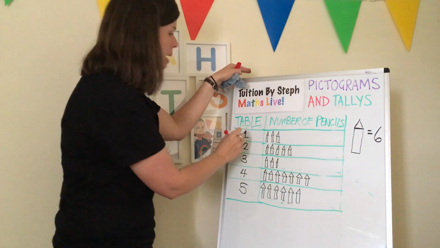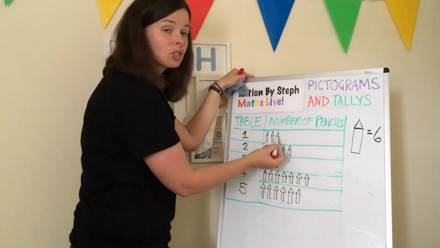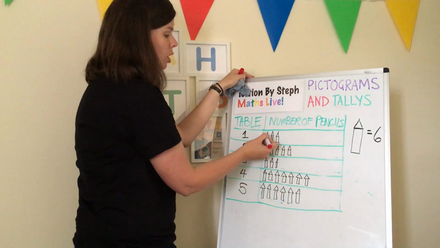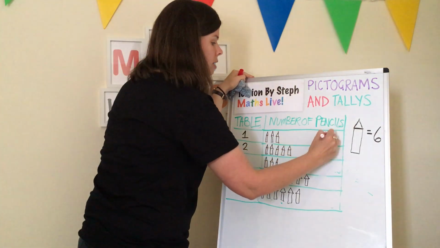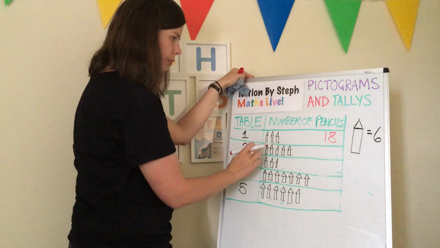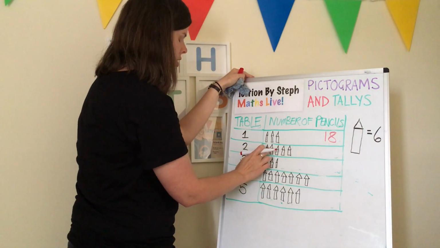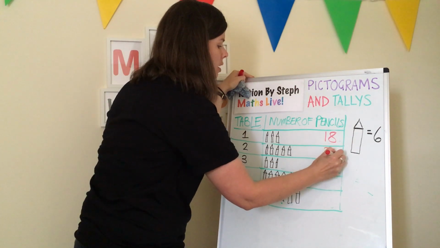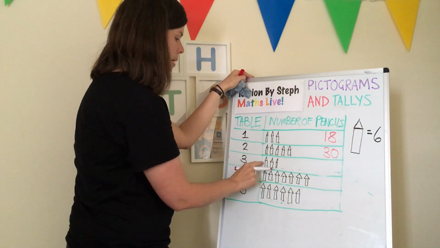So table 1, the pictogram shows 3, but it's not 3 pencils. It's 3 lots of 6. So 6, 12, 18. So there was 18 on table 1. Table 2: 1 six is 6, 2 sixes are 12, 3 sixes are 18, 4 sixes are 24, 5 sixes are 30. How many on table 3?